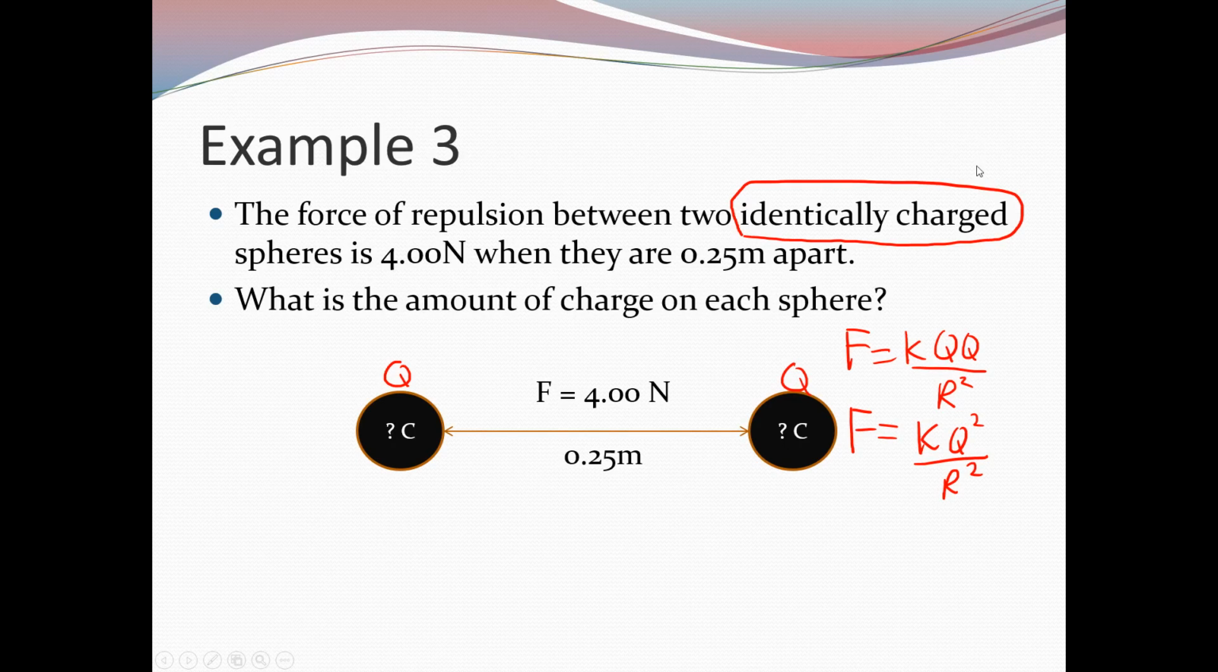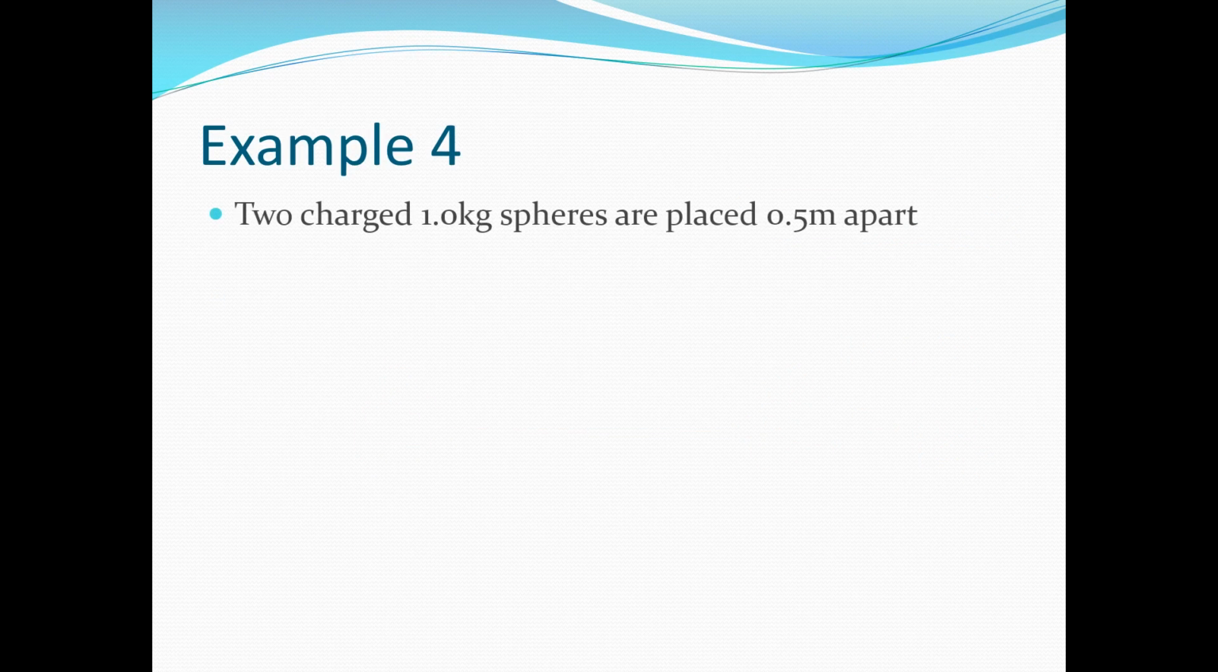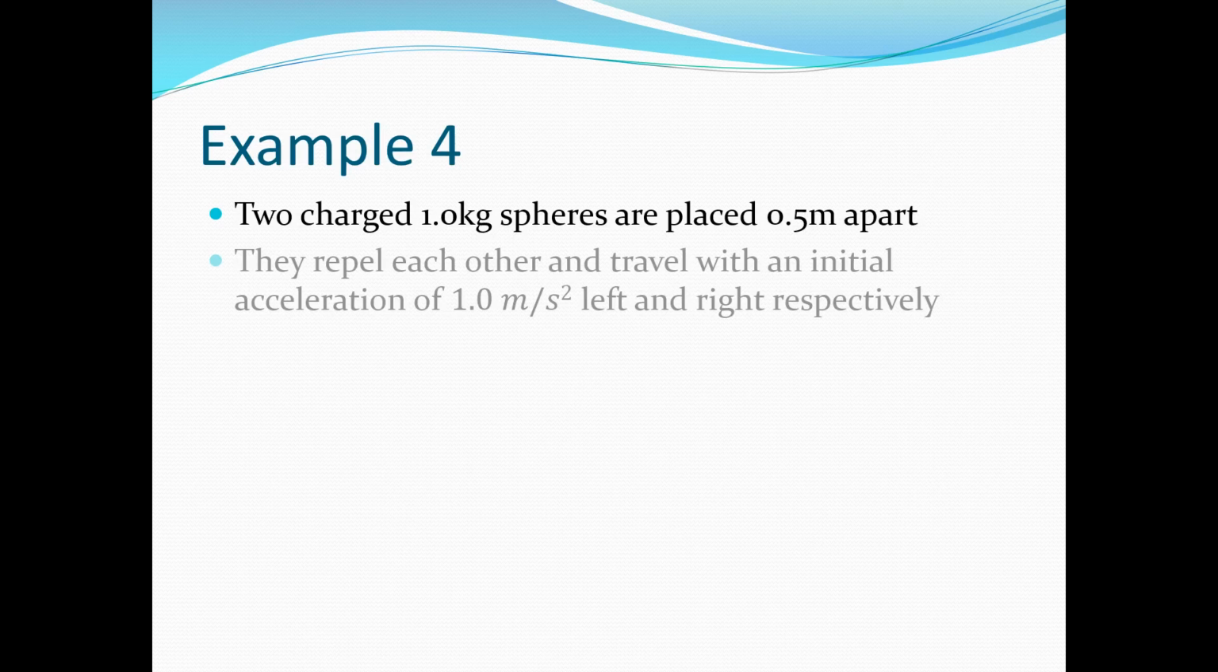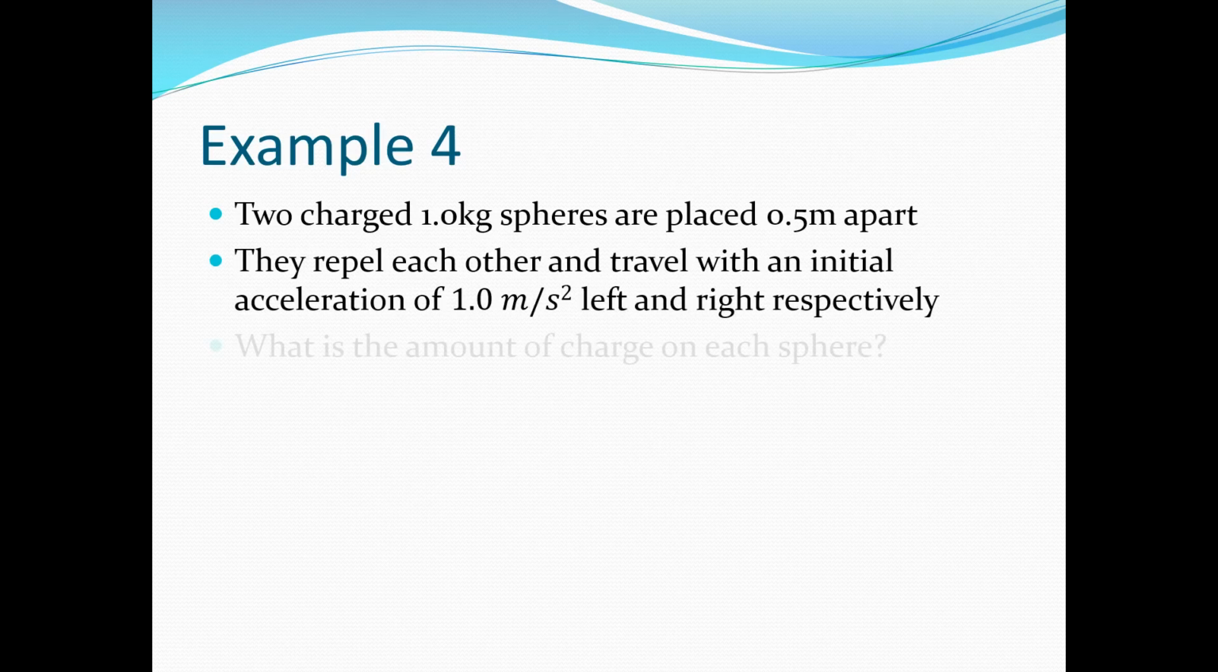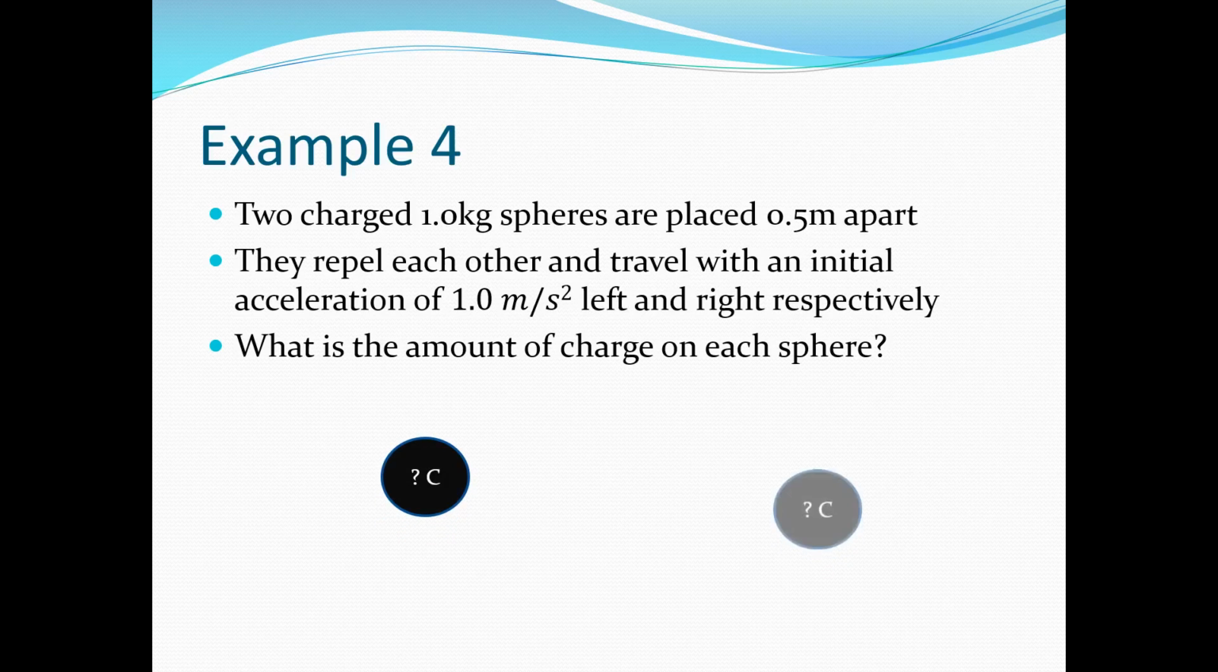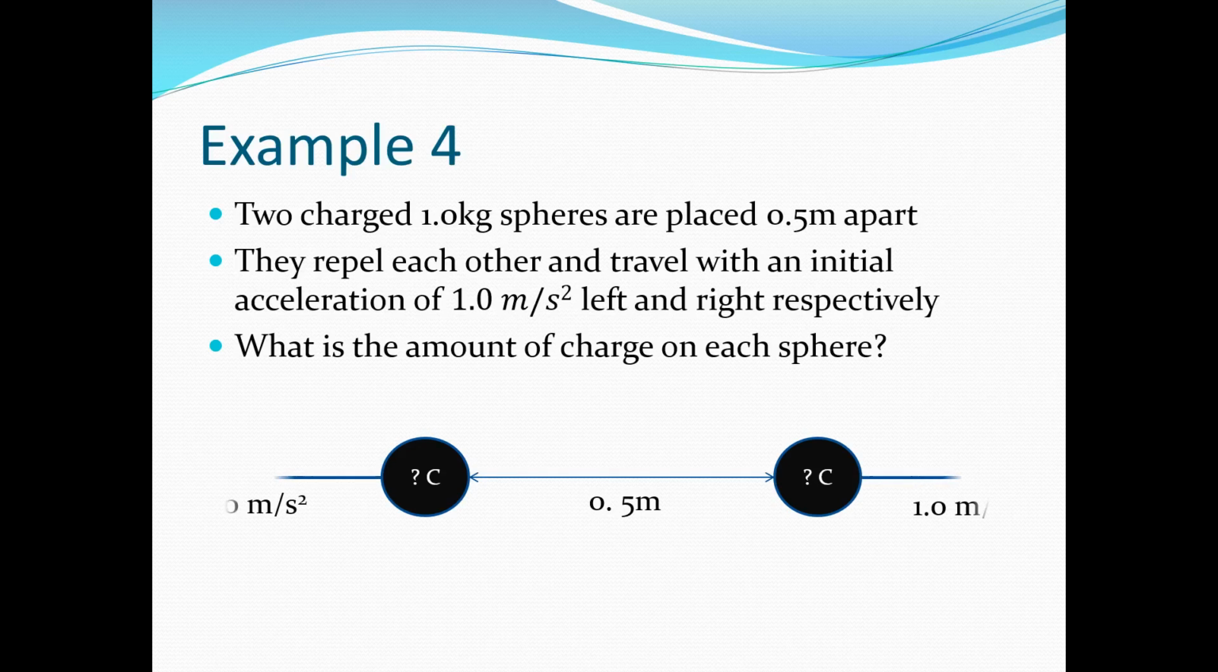All right, last example. So here we have 2 charged 1 kilogram spheres. They're going to be placed half a meter apart. They repel each other and they travel with an initial acceleration of 1.0 meters per second squared to the left and right respectively. Why is there an acceleration? Because I felt like giving you guys a slightly harder problem.